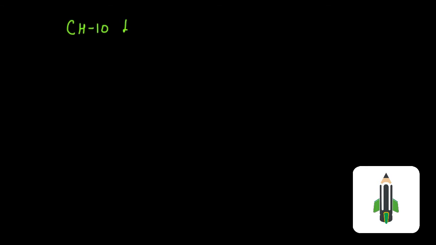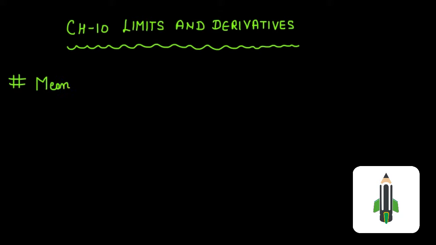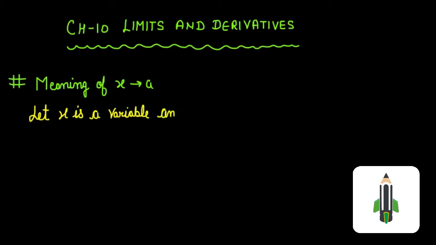In this video, we are going to learn Chapter 10, Limits and Derivatives. Now, the meaning of x tends to a. Let x be a variable and a be a constant.